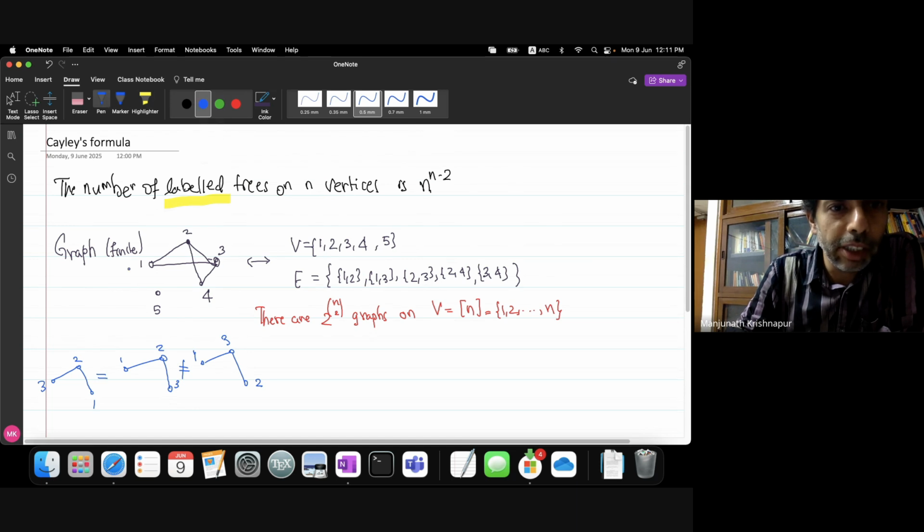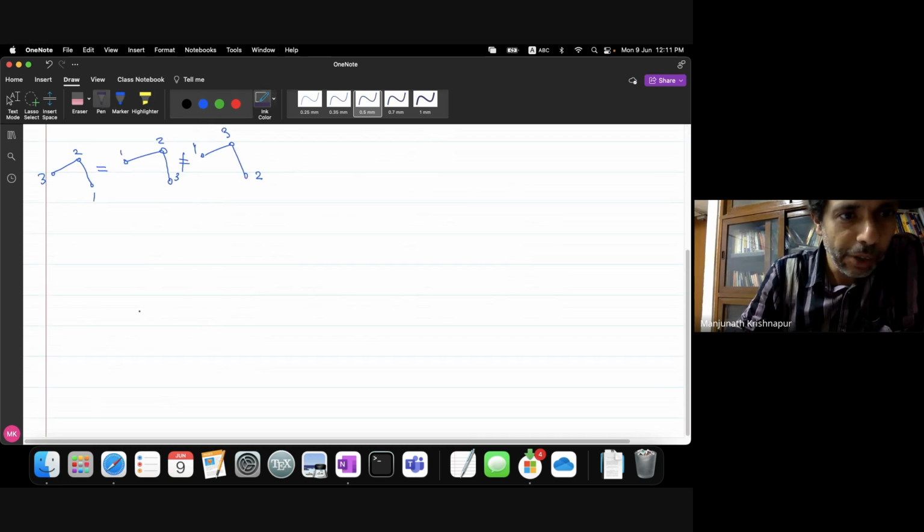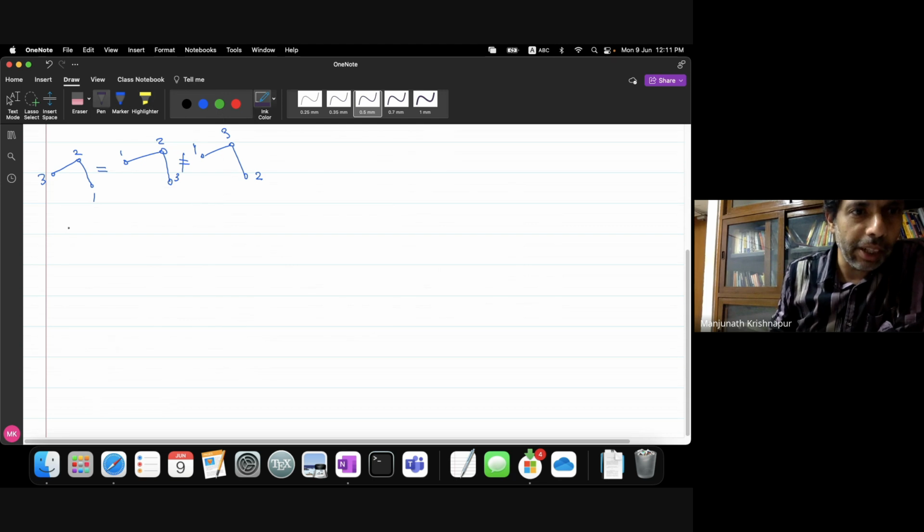So now I have described for you what a graph is, possibly unnecessarily, but who knows. Now let me describe what is a tree.